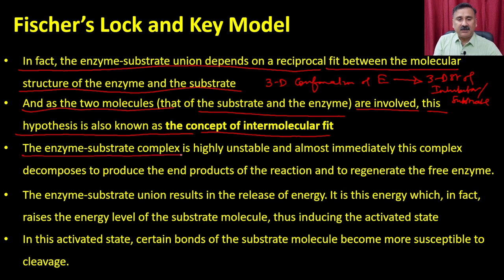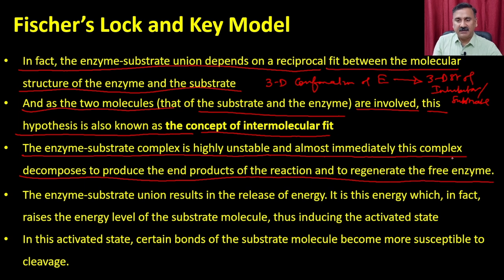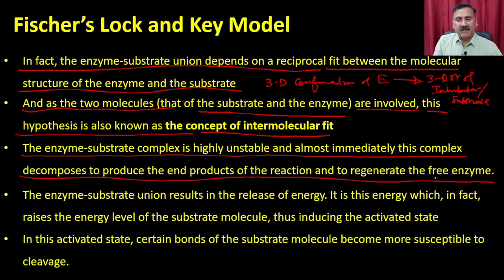The enzyme substrate complex is highly unstable, and almost immediately this complex decomposes to produce the end product of the reaction and to regenerate the free enzyme, which means as soon as the enzyme and substrate make a complex, the intermolecular rearrangement occurs, and that's how the enzyme substrate is converted into the product, and that product is released from the enzyme, and then this free enzyme is going to bind a new set of substrates.